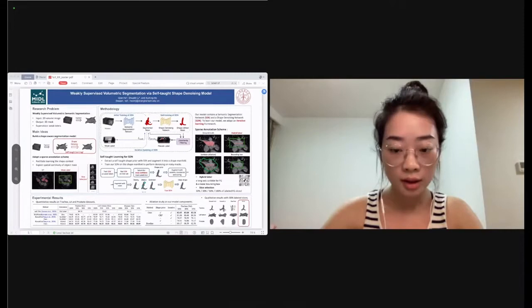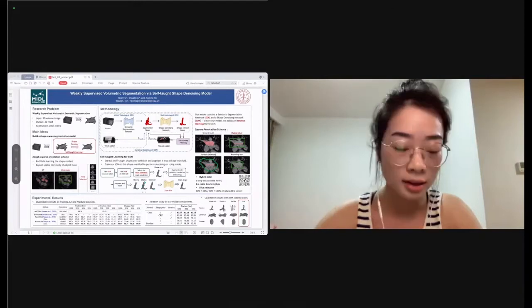Hi, I'm Chen, and I'm a PhD candidate at Shanghai Tech University in China. Our paper studies the problem of weakly supervised volumetric segmentation. As you know, volumetric image segmentation is an important problem in medical image analysis, and weakly supervised learning helps a lot in reducing labeling cost. In our work, we tackle this problem from the perspective of 3D object shape. Our main idea consists of two aspects. One is to build a shape-aware segmentation model, and the other is to design a sparse annotation scheme.